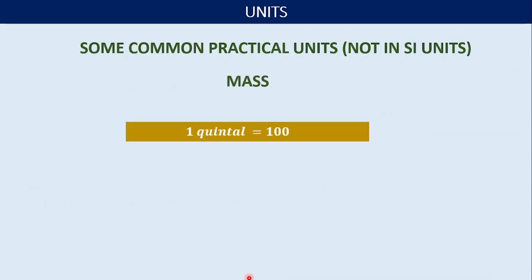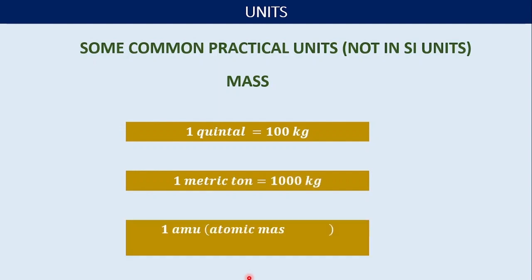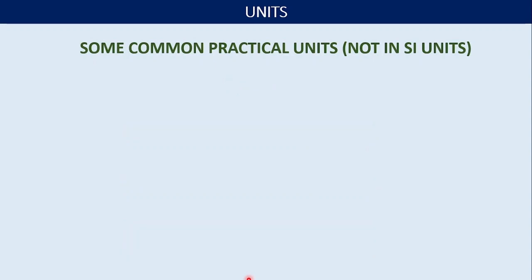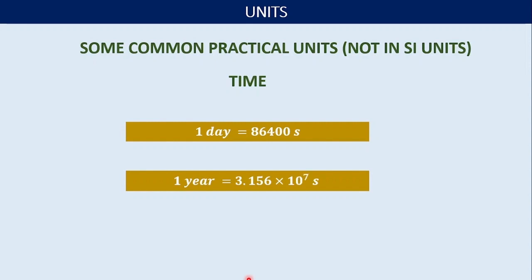Mass. 1 quintal equals 100 kilogram, and 1 metric ton equals 1000 kilogram. And 1 AMU, 1 atomic mass unit equals 1.66 into 10 power minus 27 kg. Then the time. 1 day equals 86,400 seconds, and 1 year equals 3.156 into 10 power 7 second.